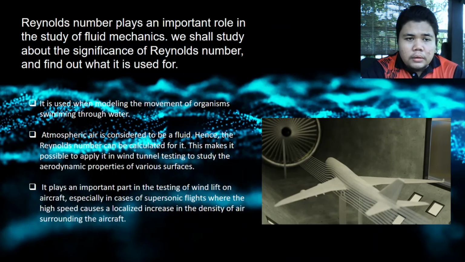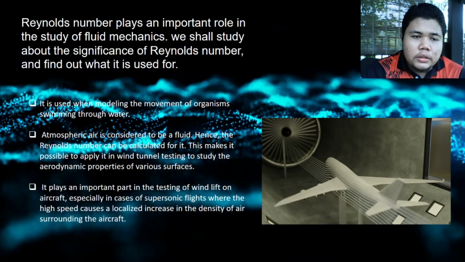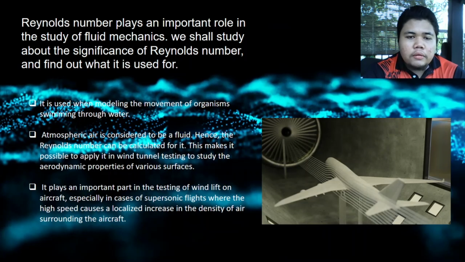Okay, it is used when it's to modeling the movement of organisms swimming through water. Then the atmospheric air is considered to be a fluid. Hence, the Reynolds number can be calculated for it. This makes it possible to apply it in wind tunnel testing to study the aerodynamic properties of various surfaces.